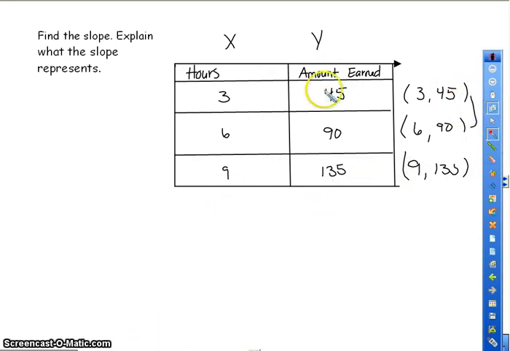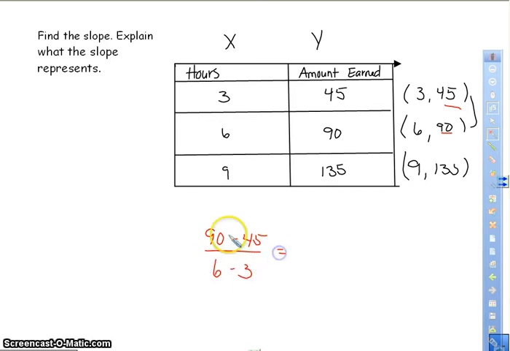So I'm going to take my change in y, which would be 90 minus 45. Since I put 90 first, the 6 has to go underneath, and it's 6 minus 3. So 90 minus 45 is 45. 6 minus 3 is 3. And then I'm going to simplify, and I can divide these both by 3. 45 divided by 3 is 15. 3 divided by 3 is 1.